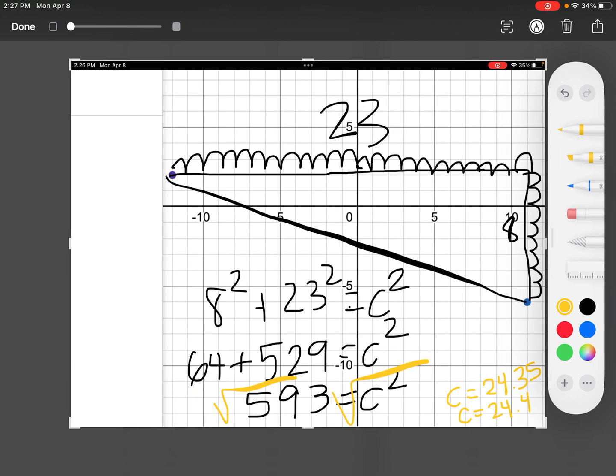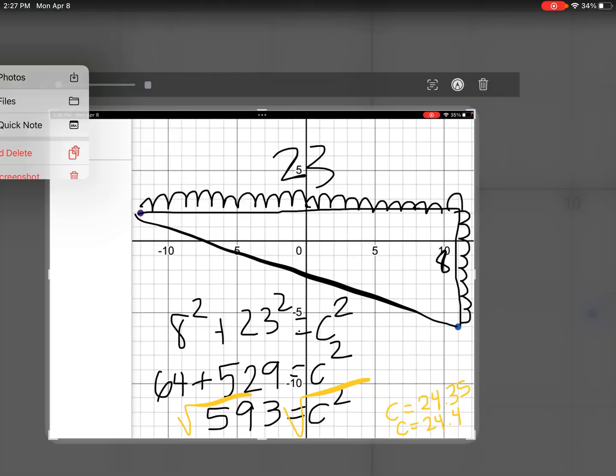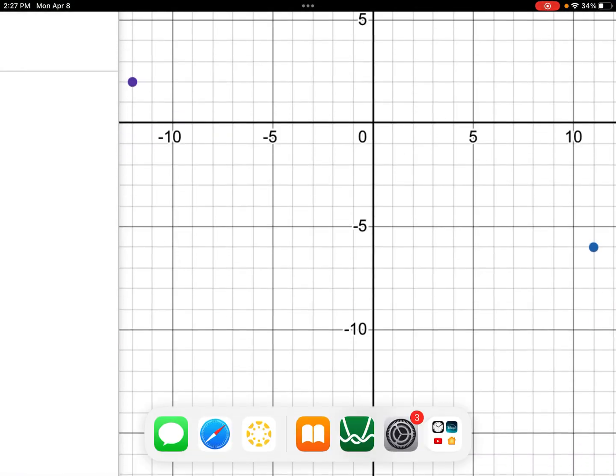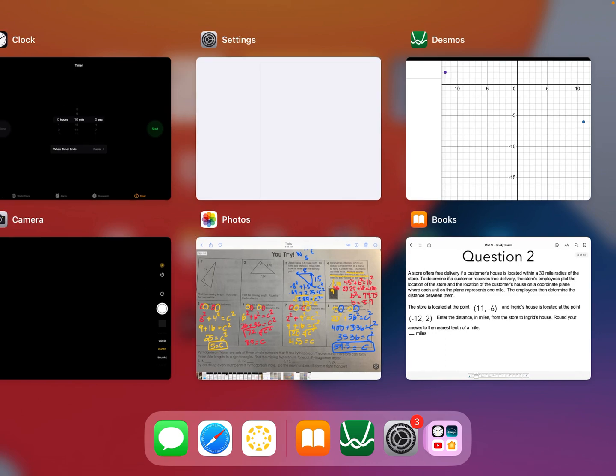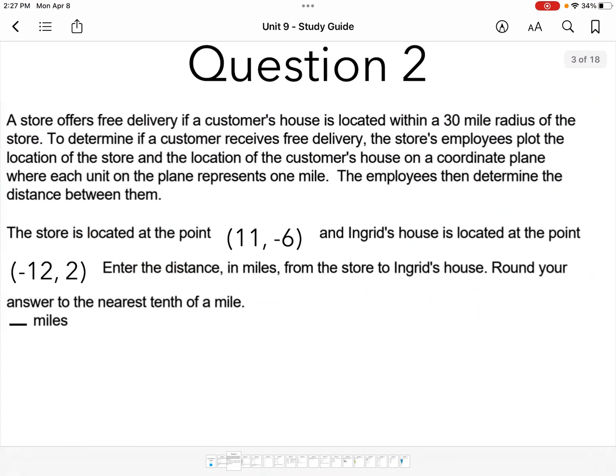Okay, so let's see what my options are. So it says enter the distance, round your answer to the nearest tenth. So they want to know what the distance is. So I got 24.4.